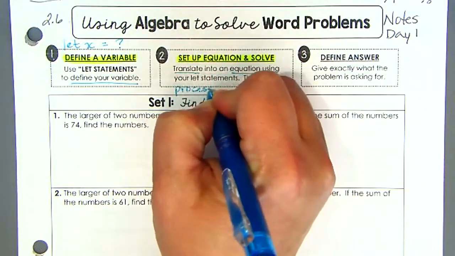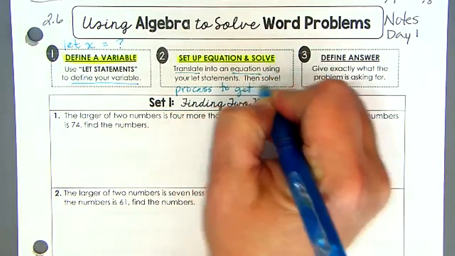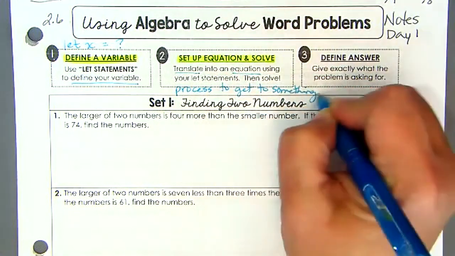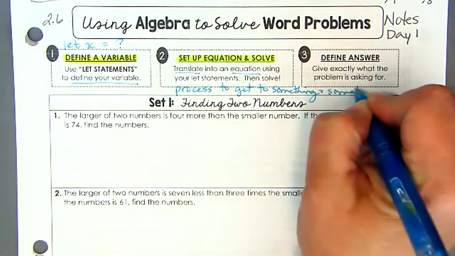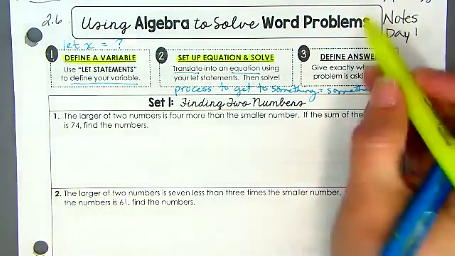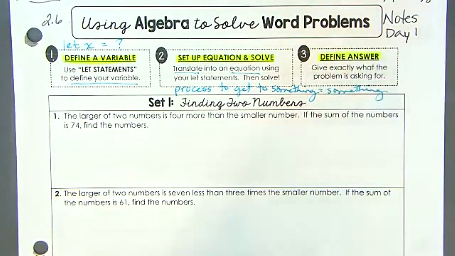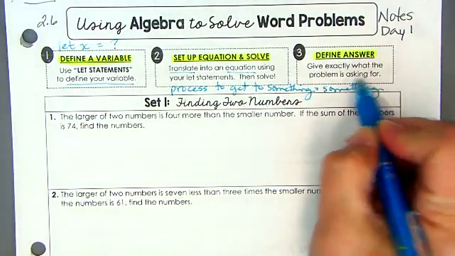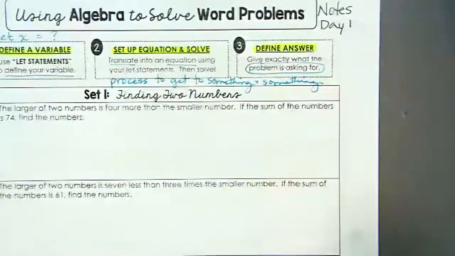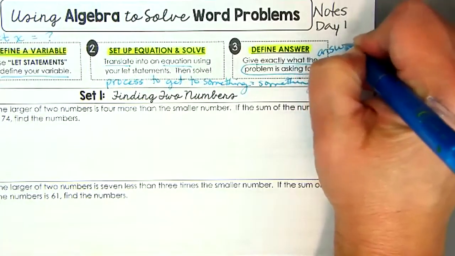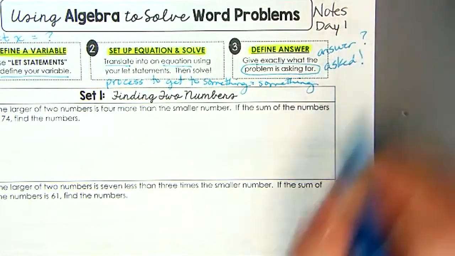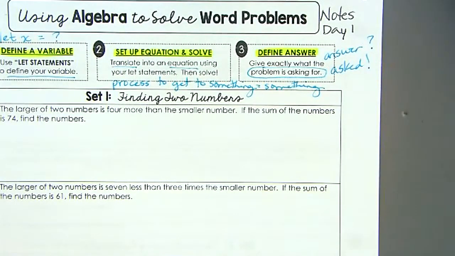It's the process to get to something equal to the something. It's one way to think about it. And then you define your answer. Give exactly what the problem is asking for. You have to make sure that you're answering the question that is asked. That's important.